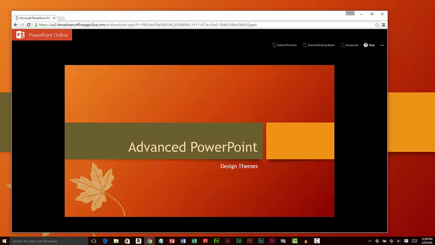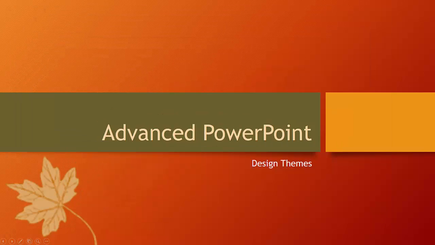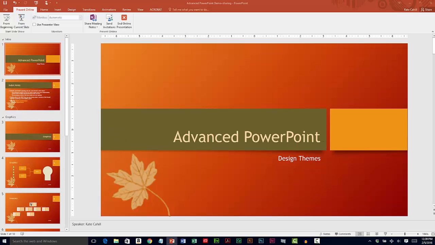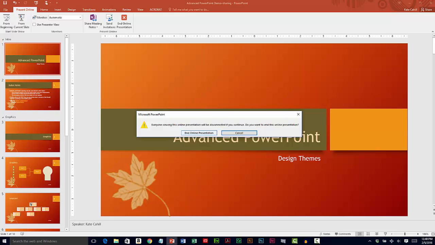So now I'll come back to PowerPoint. I'm going to end the slideshow. In my ribbon, I have a contextual Present Online tab that is active. So to end the presentation, I'll click the End Online Presentation button. Then click End Online Presentation.